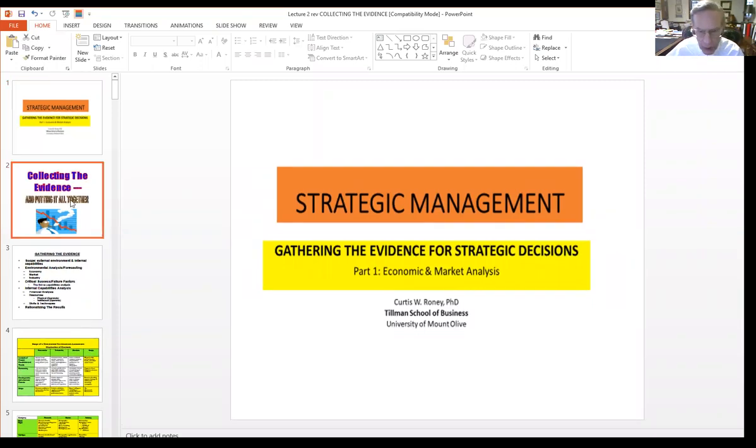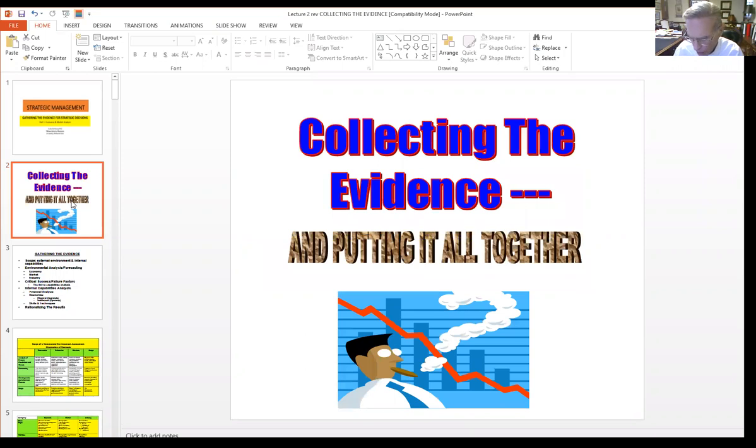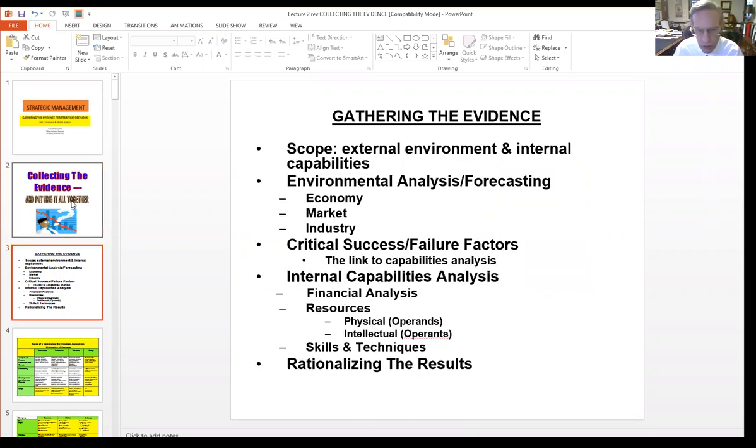Okay, so we're going to talk about gathering evidence in these areas. They divide into two broad categories, of course: the external environment, made up of the economy, market, and industry, and the internal, the firm's internal capabilities, its resources and its skills, as well as financial analysis. In the middle is something called critical success factors.